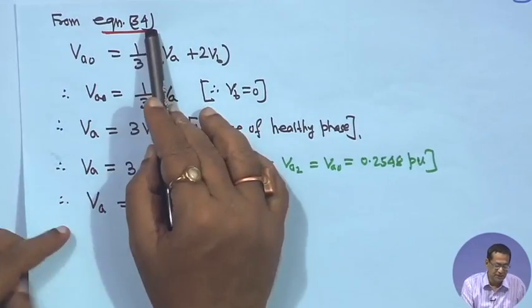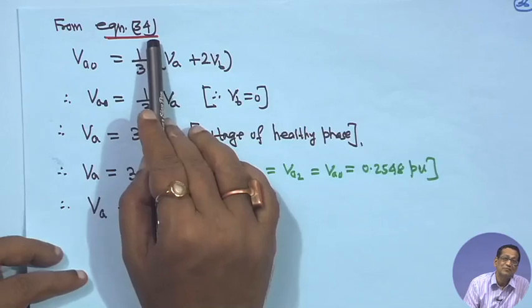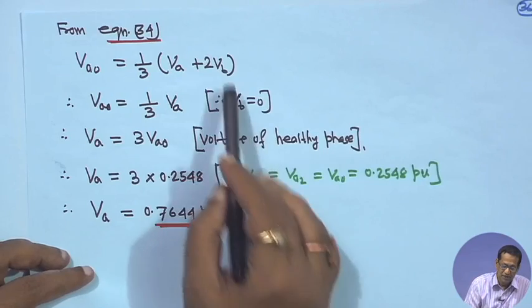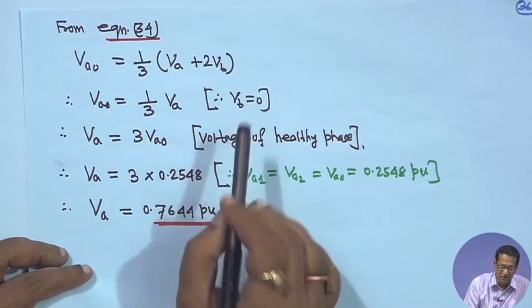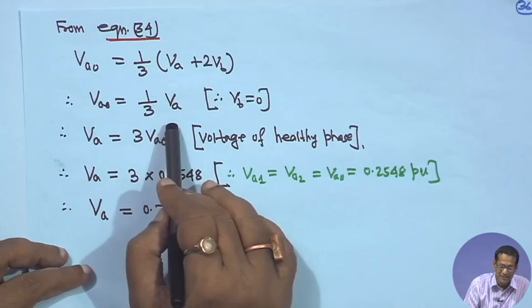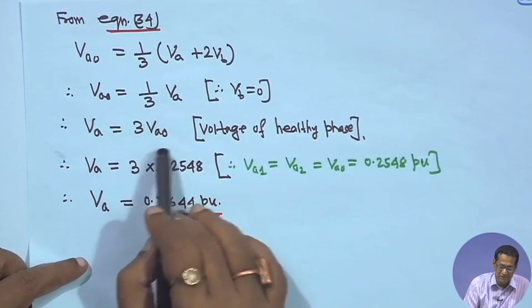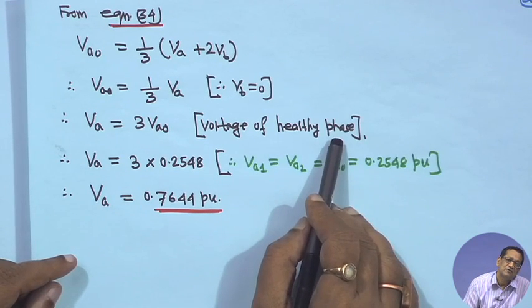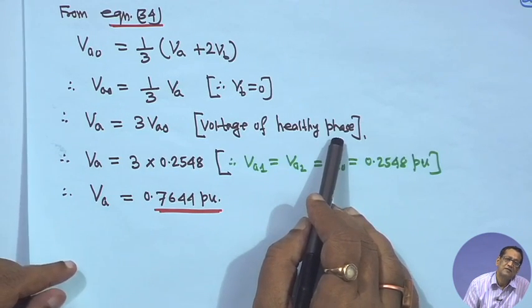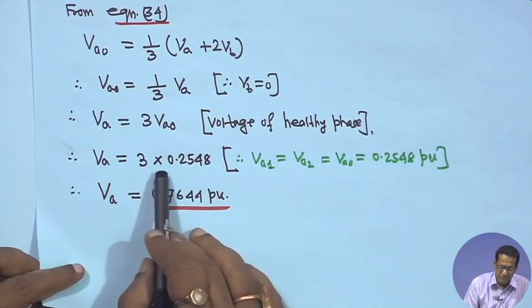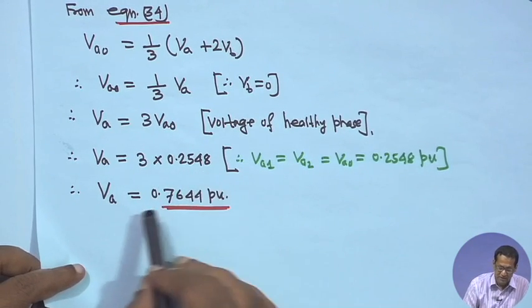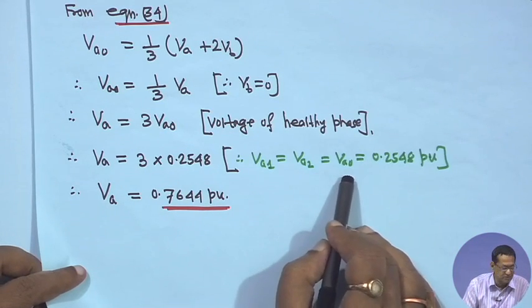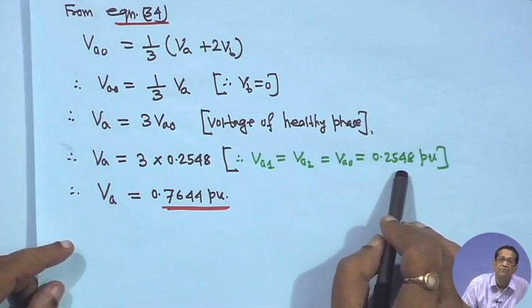So, from equation 34, if you go back to equation 34, it is VA0 is equal to 1/3 (VA plus VB plus VC). As VB and VC both are 0, VA0 is equal to 1/3 VA. That means, VA is equal to 3VA0, that is the voltage of the healthy phase, because we have taken a double line to ground fault, that is phase B and C. So, VA should be 3 into 0.2548, that is VA is equal to 0.7644 per unit, because VA1 is equal to VA2 is equal to VA0 is equal to 0.2548.